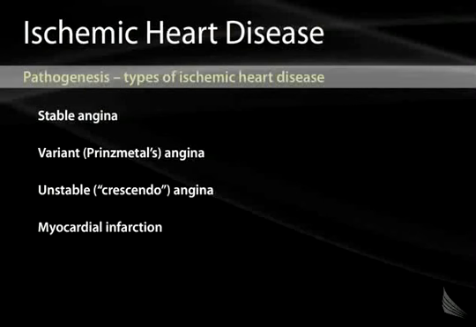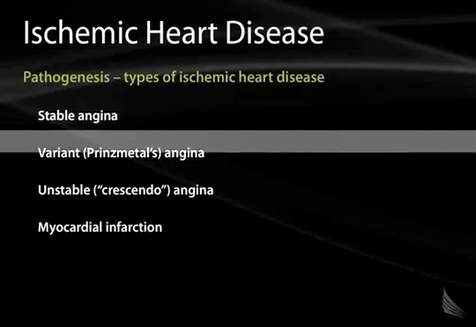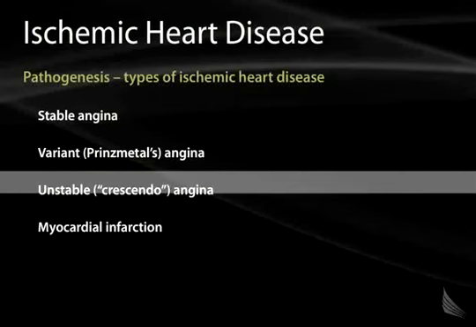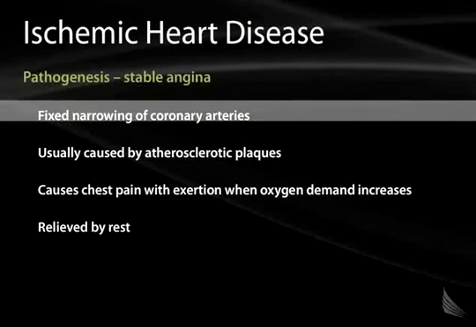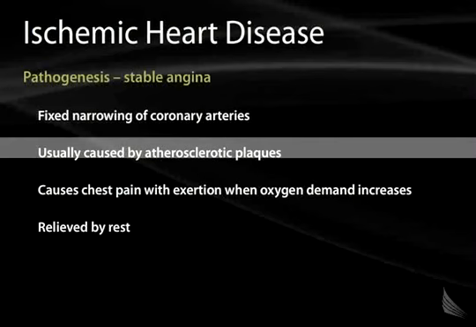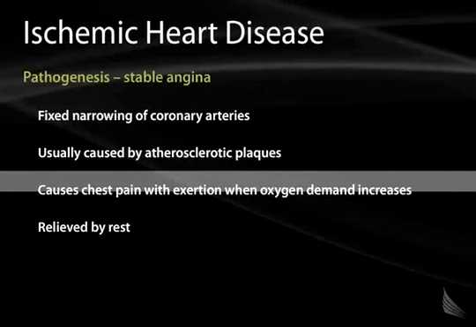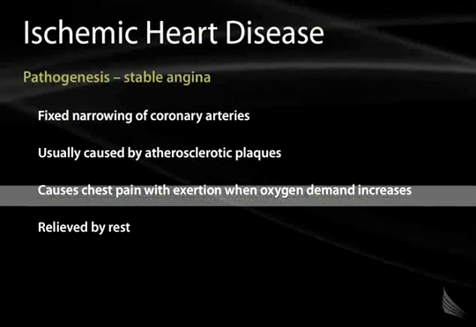The pathogenesis of ischemic heart disease includes four types: stable angina, variant angina, unstable or crescendo angina, and myocardial infarction. Stable angina occurs when you have a fixed narrowing of the coronary arteries, usually caused by atherosclerotic plaques. It causes chest pain with exertion when oxygen demand increases, such as during exercise or catecholamine-rich states. It's relieved by rest.